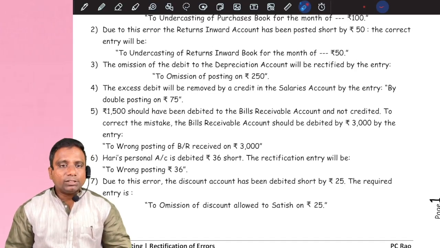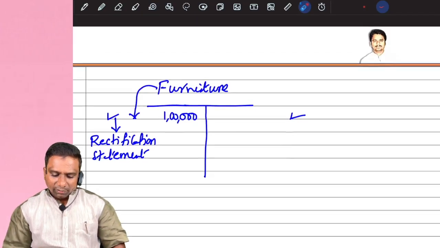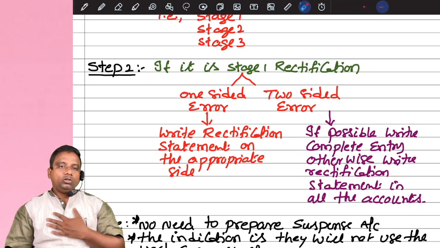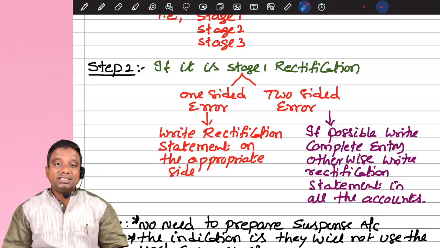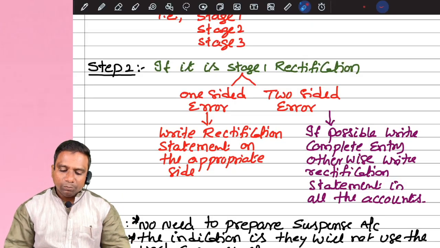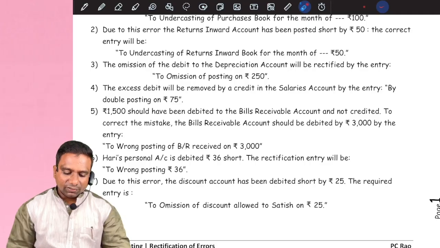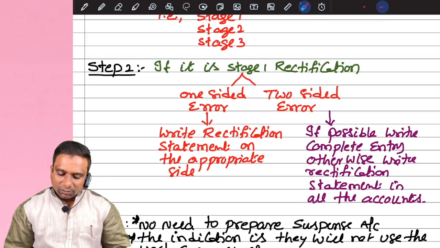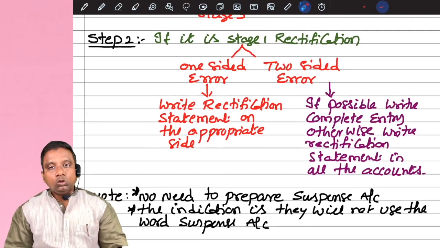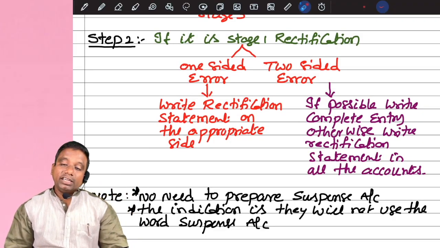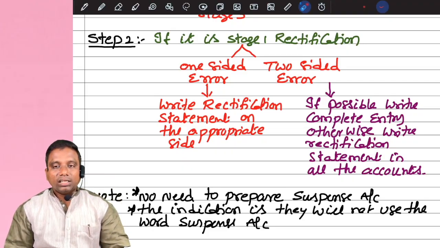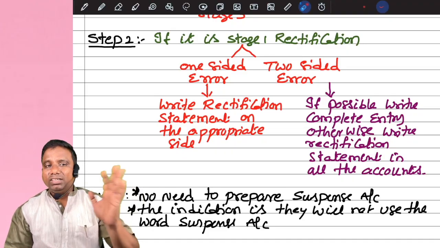Okay, if it comes I will explain, don't worry. Next, if it is a one-sided error, then what we do is simply write down the rectification statement on the appropriate side, or you can simply write the rectification statement like this. Simply you can write in the examination like this. Next one, if it is a two-sided error and it is possible to write a complete rectification entry, write it down. Complete rectification entry means one account debit and another account credit. Otherwise you can write two rectification statements.